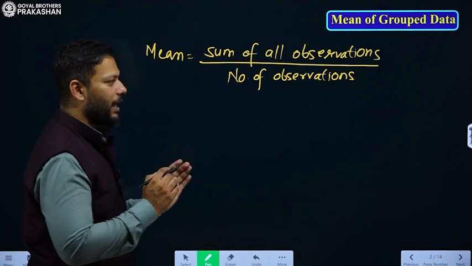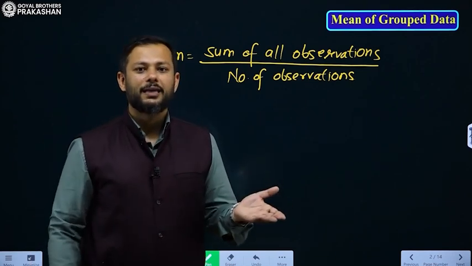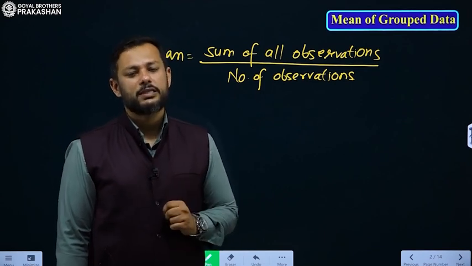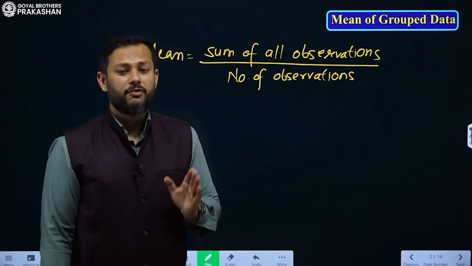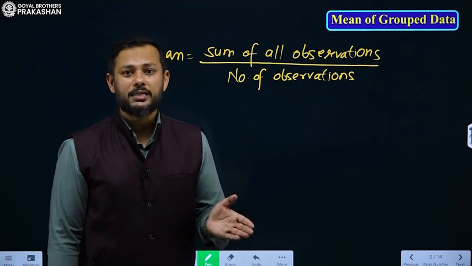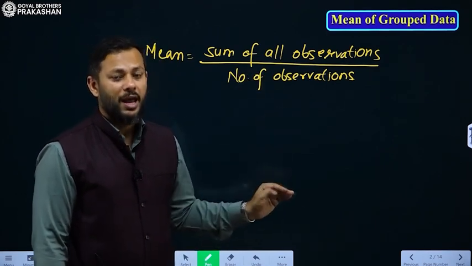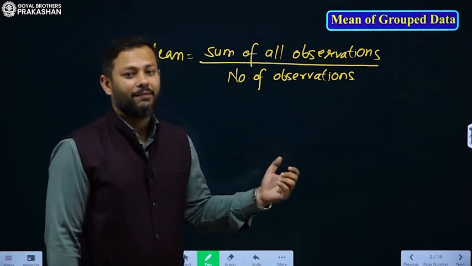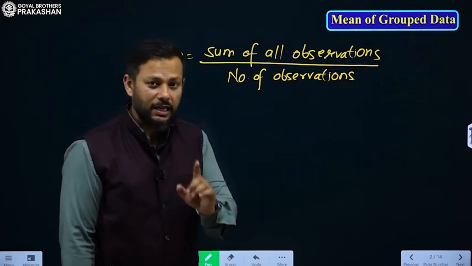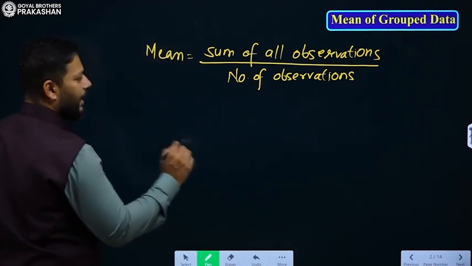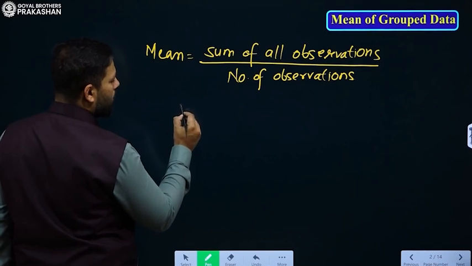Like suppose if I take an example of a math exam paper, which is of 100 marks and we have 50 students in a class. So if 50 students are scoring different marks, we would be writing all 50 numbers one by one and then adding all of them and then dividing it by 50. It will take a lot of time. Rather than doing it, what we can do, we can divide those marks into some groups.